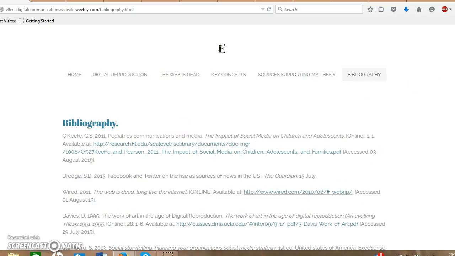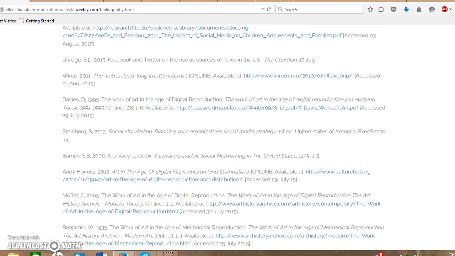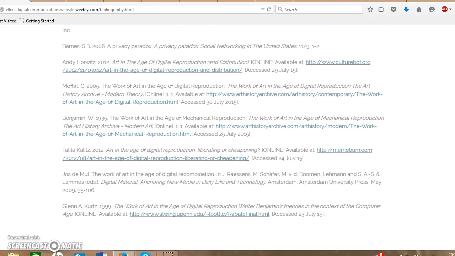The final page is my bibliography, obviously listing all of the sources that I used throughout building my website.